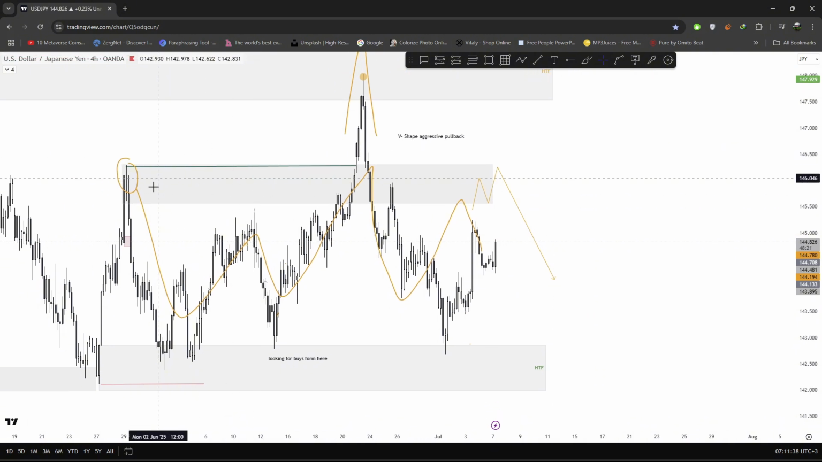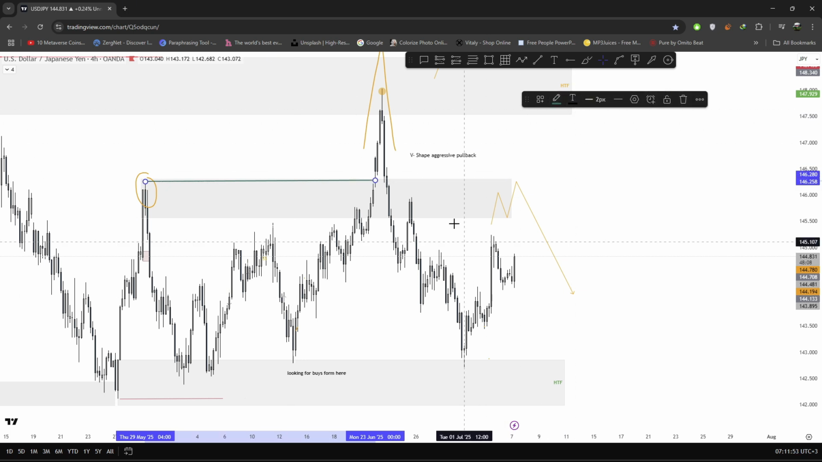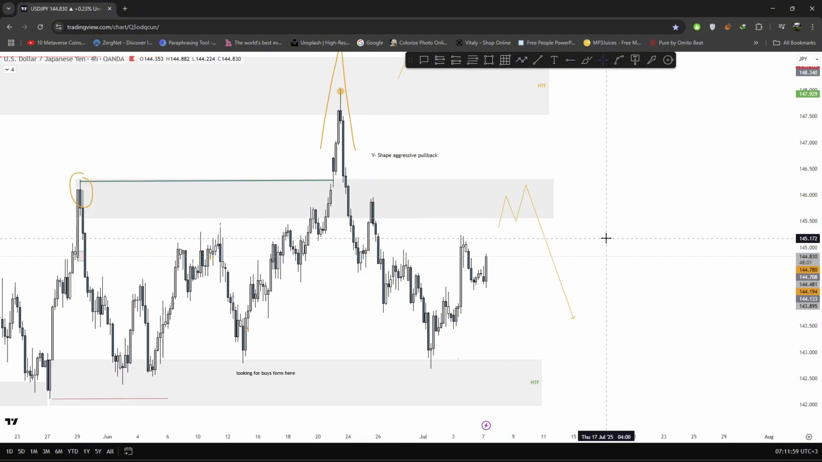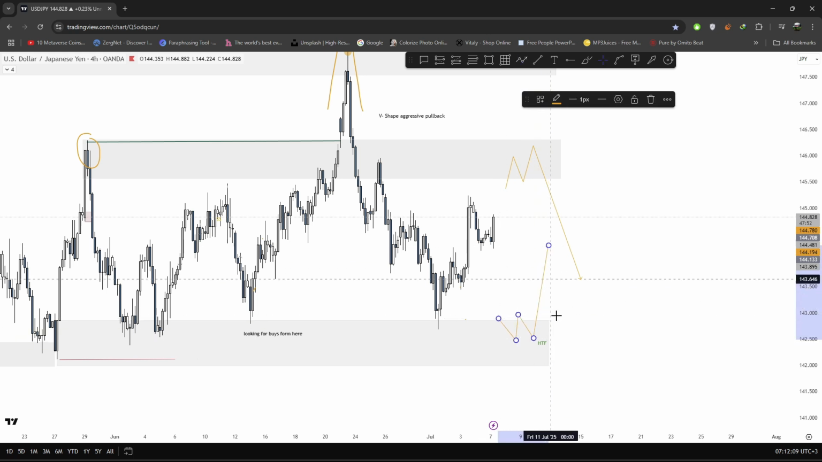Dollar yen has been in this weird range for quite some time. We did get a nice break out of that zone, but then we got a V-shaped aggressive pullback to the downside, which is also very interesting because it just brought us back into this range. If we are range traders, I'd be looking for a reaction off of the 145.8 zone for possible sells. And then I can also just be looking for possible buys from down here from an intraday perspective, of course.